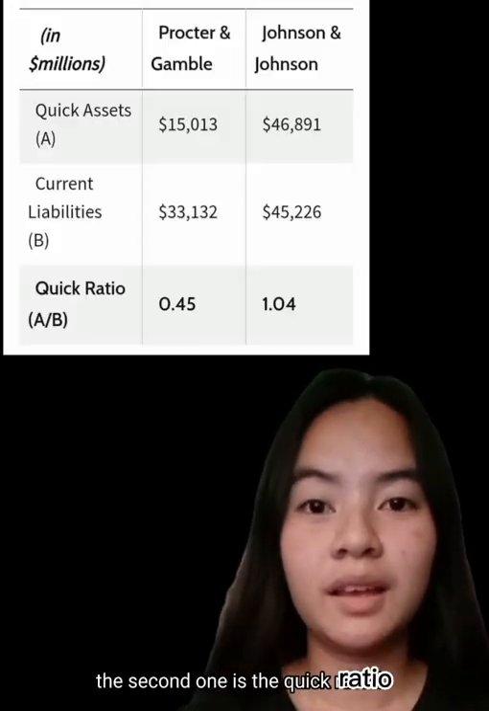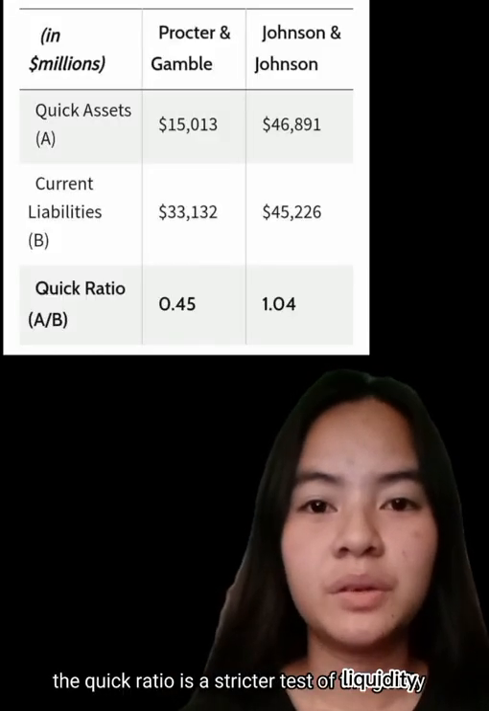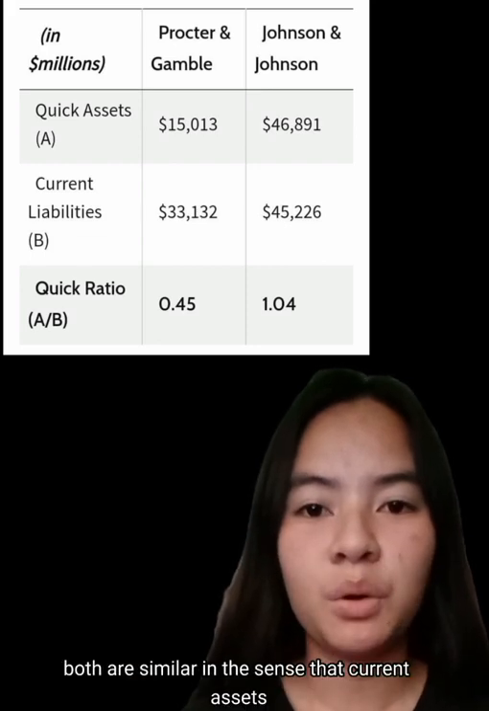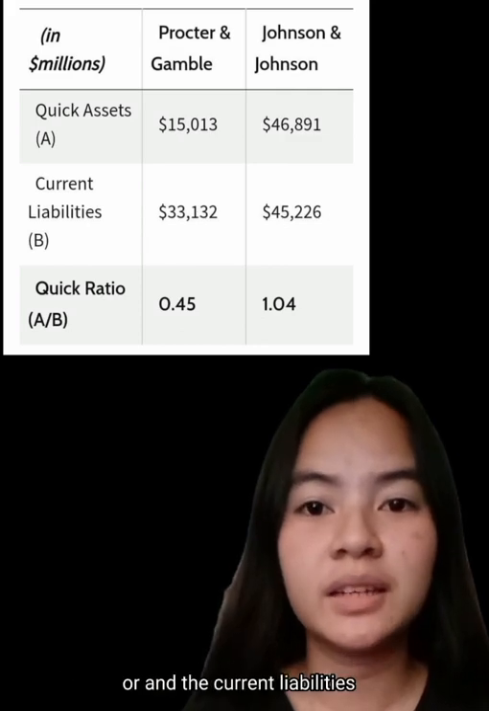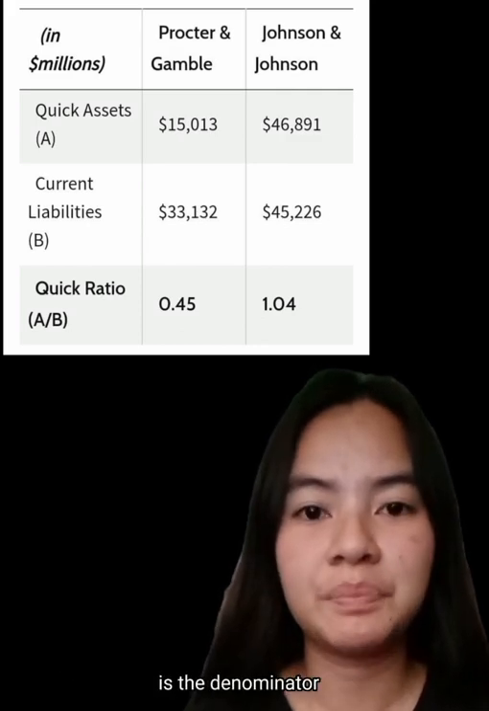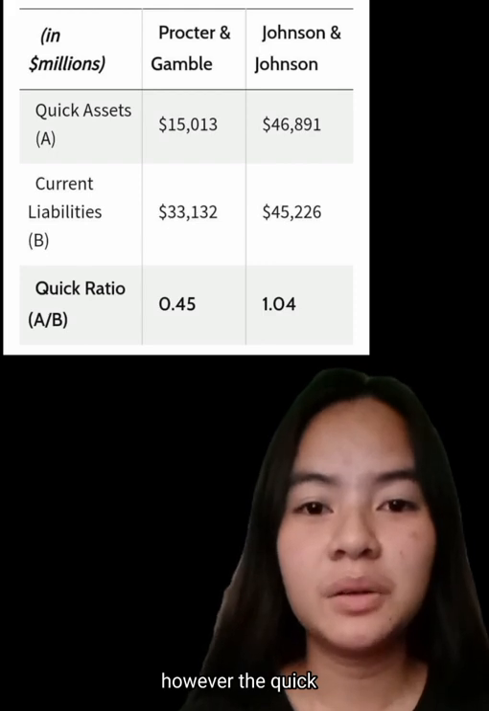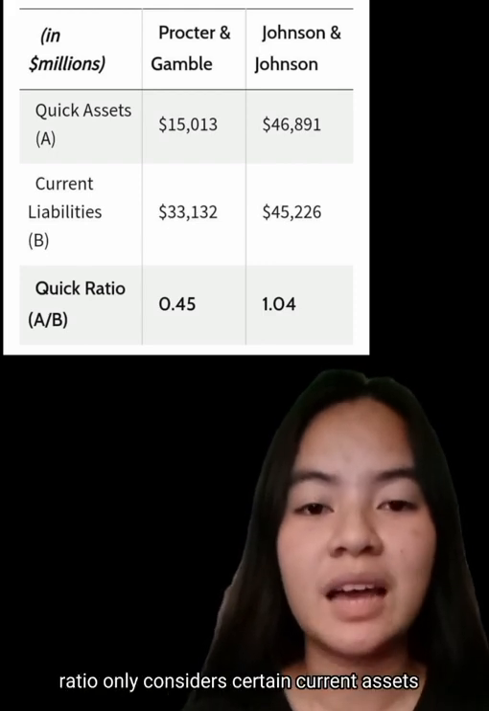The second one is the quick ratio. The quick ratio is a stricter test of liquidity than the current ratio. Both are similar in the sense that current assets is the numerator and the current liabilities is the denominator. However, the quick ratio only considers certain current assets.